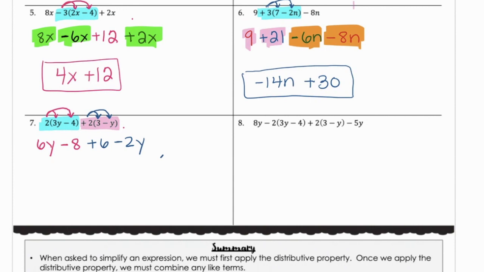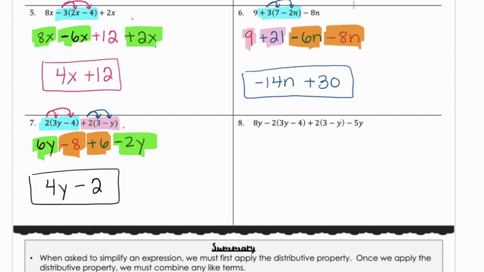So we had a double distribution there, and now at this point, let's look for our like terms. I have a y and a y, negative 2y, and I have an 8 and a 6, a negative 8 and a positive 6. So let's combine the y's first. And if I combine my constants, I get a negative 2.